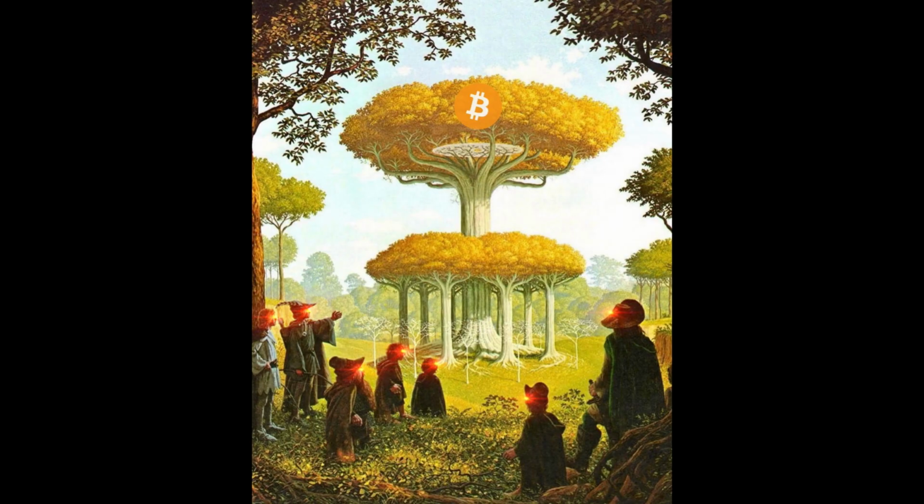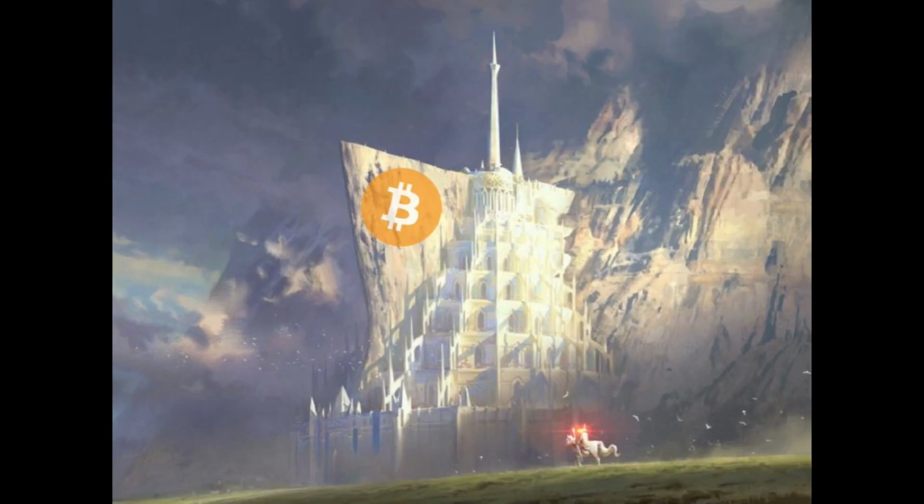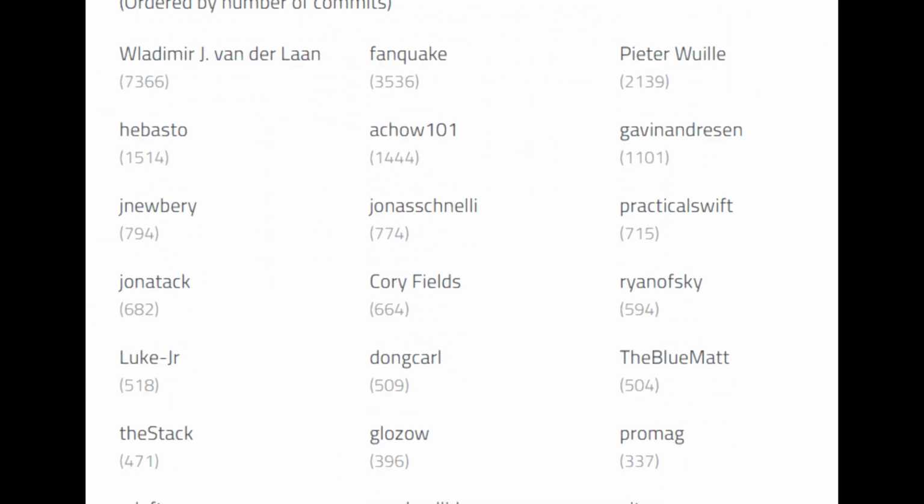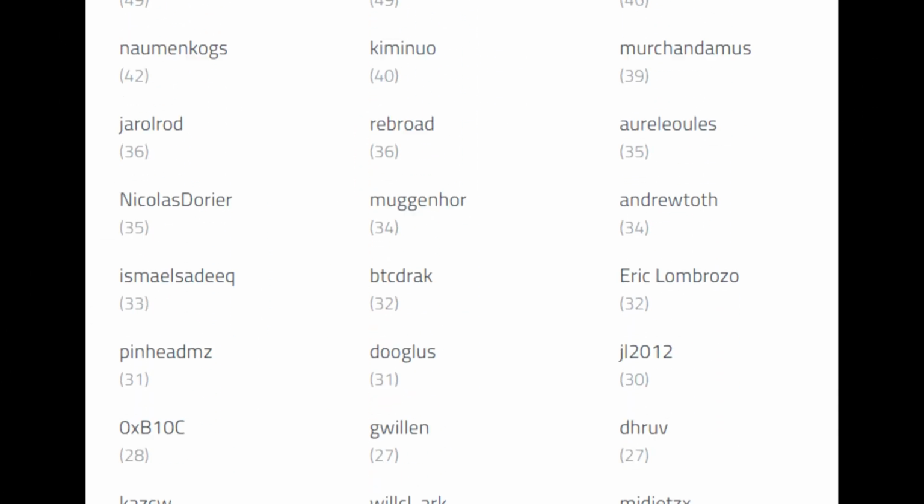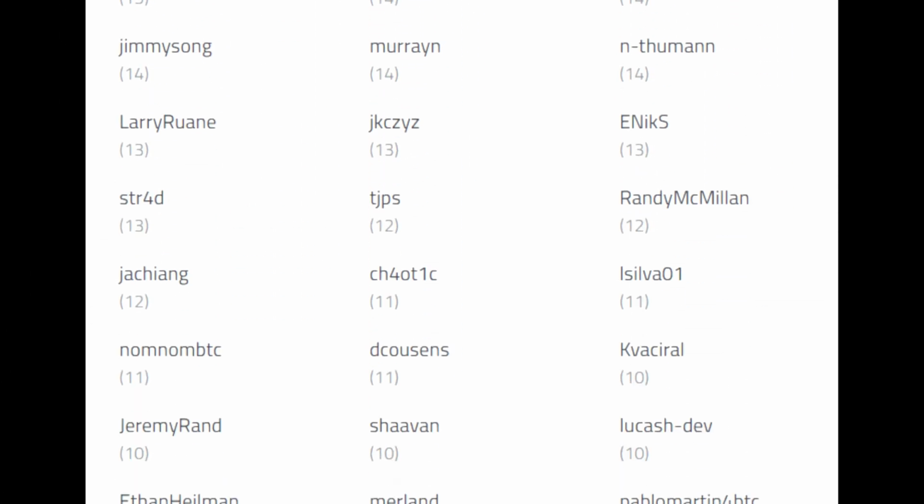As interest in Bitcoin grew, a group of developers began contributing to the Bitcoin software development, and in 2011, the name Bitcoin Core was adopted to distinguish the official Bitcoin client from other implementations. Over the years, Bitcoin Core has been maintained and improved by a diverse group of contributors from around the world.